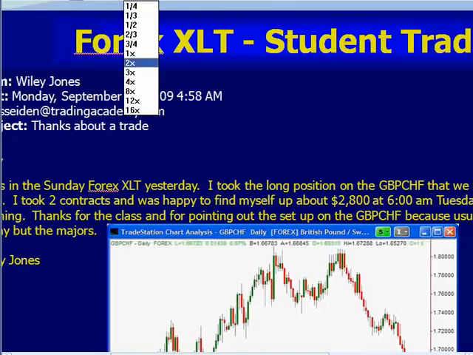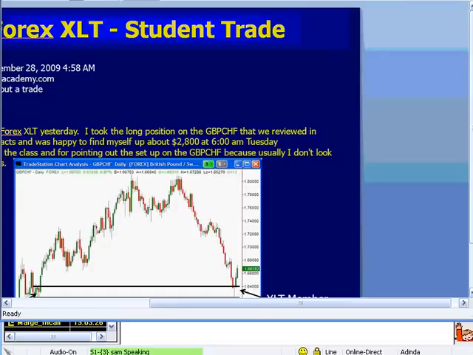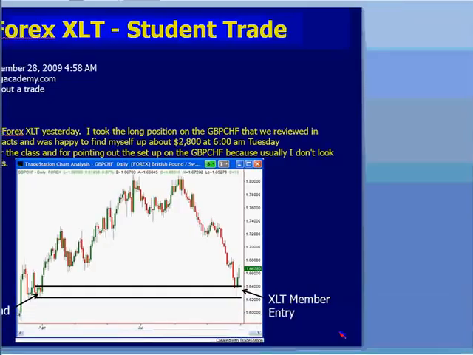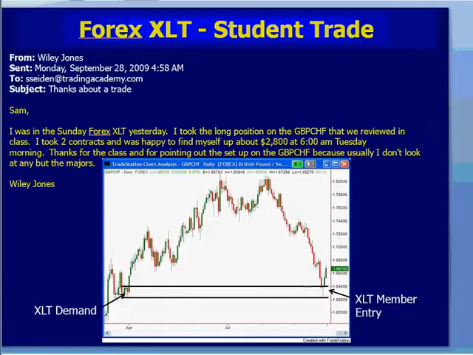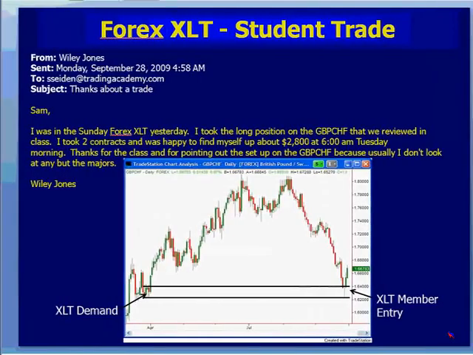This is an email that came in to me on Monday, so just about 3-4 days ago, from one of our XLT members, one of our trading members. "Sam, I was in the Sunday Forex session. I led that session. I took the long position on pound Swiss that we reviewed in the class. I took 2 more contracts. I was happy to find myself up $2,800 by 6 a.m. Tuesday morning. Thanks for the great class and for pointing out the setup on pound Swiss, because I usually don't look at any but the majors. Wiley Jones."